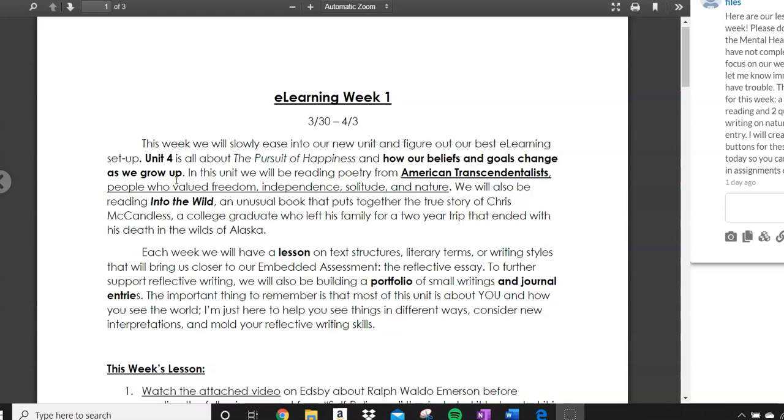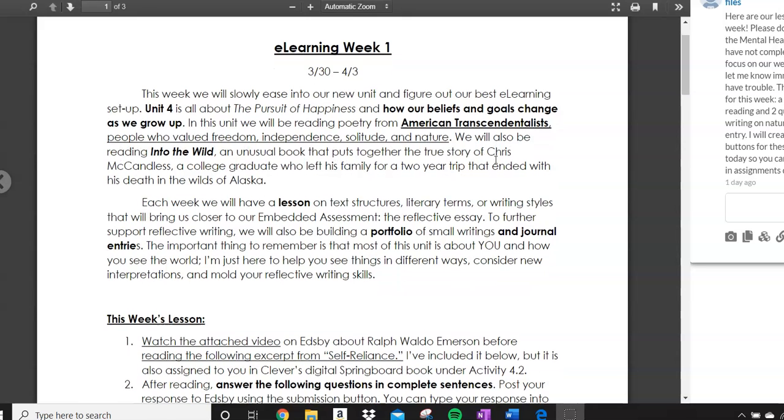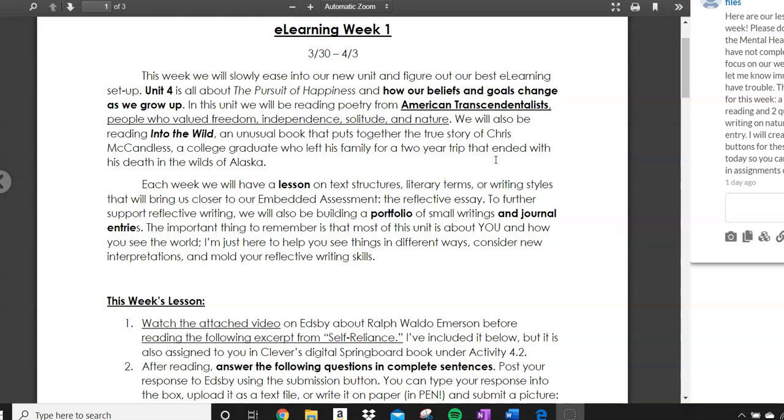But as we grow up and as we mature and as we start getting hopes and dreams and aspirations, and as we're hit by the real world, those things change. So the American Transcendentalists had their own groups of beliefs and goals. They valued freedom, independence, solitude, which is being alone, and nature, which is oddly applicable for this point in time while we are kind of quarantined and sheltering in place and not really moving around very much. That's a lot of what we have, or at least some of us do.